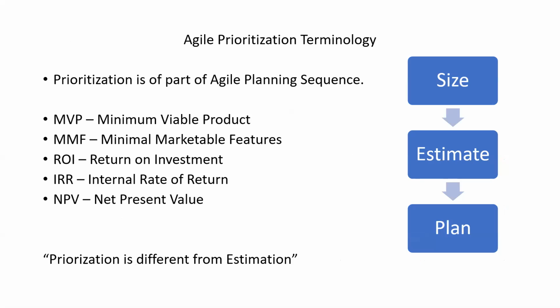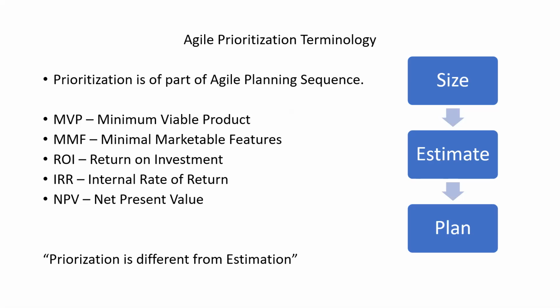Before I go and talk about prioritization techniques, I want to give a bit of terminology around agile prioritization. Personally, I have 5 such terminologies. If you see on your right, you have size, estimate, plan. That's the usual agile planning sequence. In the last call, we were talking about sizing and estimating.